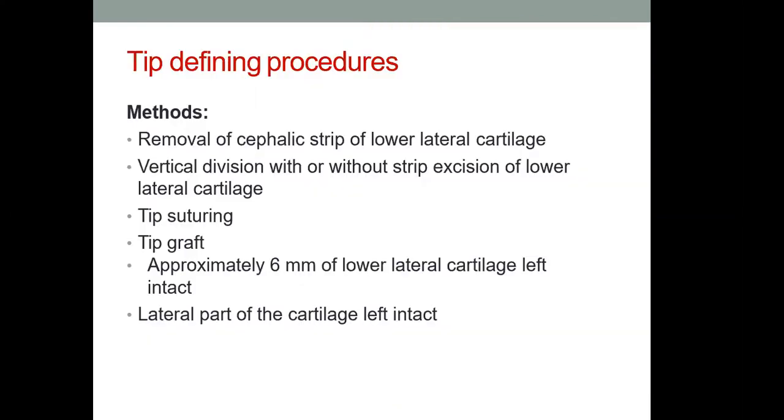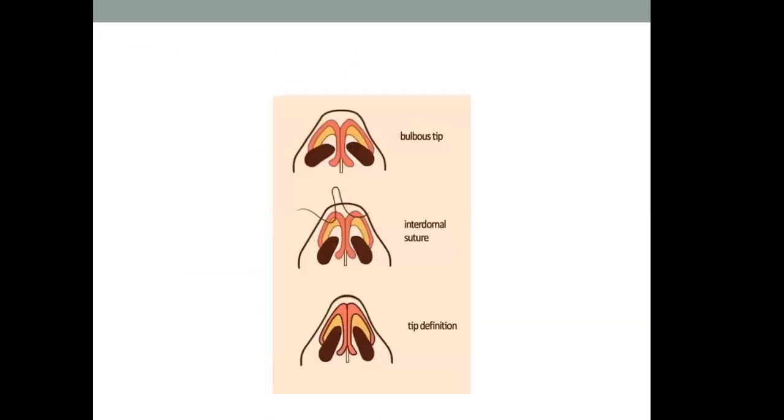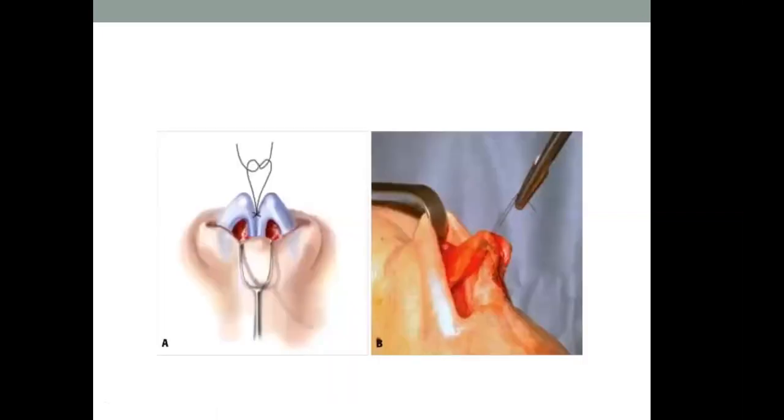For tip defining procedures, we have a lot of methods: the removal of a cephalic strip of lower lateral cartilage, vertical division with or without strip division of lower lateral cartilage, tip suturing, tip grafting. This is the intradermal method. We have here a bulbous tip and the intradermal suture applied, and we'll end up with tip definition. This is how we can do it.